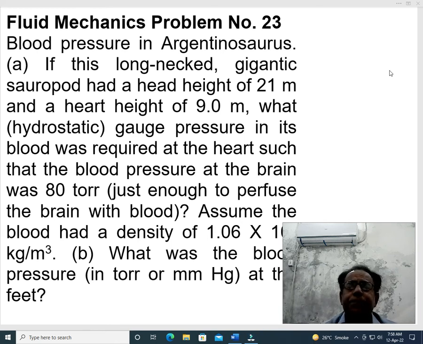If this long necked gigantic sauropod had a head height of 21 meter and a heart height of 9 meter, okay, definitely the heart is almost below the head and above the feet. If this long necked gigantic sauropod had a head height of 21 meter and a heart height of 9 meter. Okay, from feet to head 21 meter and from feet to heart 9 meter.